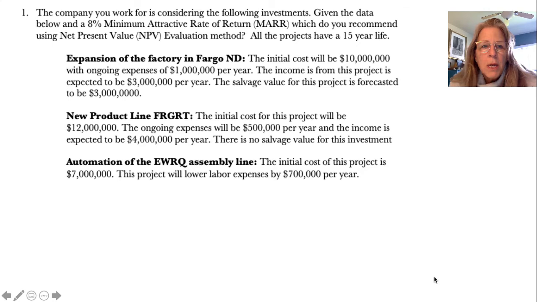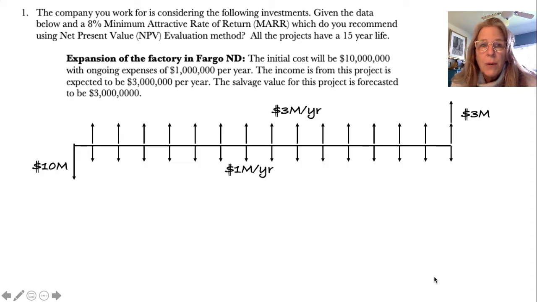So the first problem looks at using net present value to evaluate the three alternatives listed there. We're going to use an 8% minimum attractive rate of return, and all the projects have a 15-year life. Let's look at the first one. I've drawn a cash flow diagram with the initial cost of 10 million, the ongoing expenses of $1 million a year, and the income of 3 million a year. The salvage value is also included at 3 million at the end of the time period.